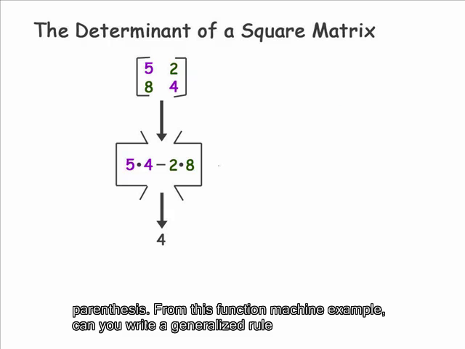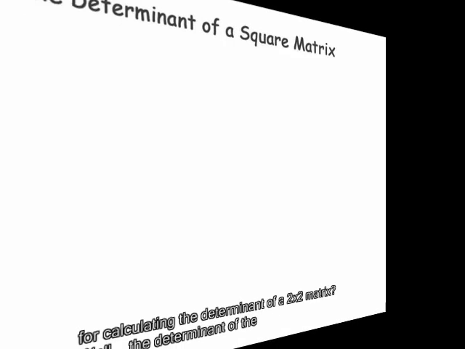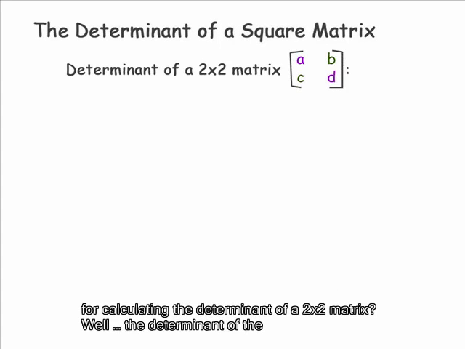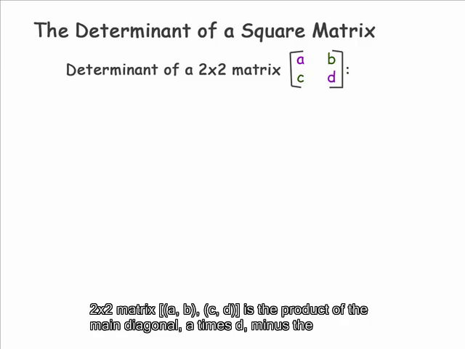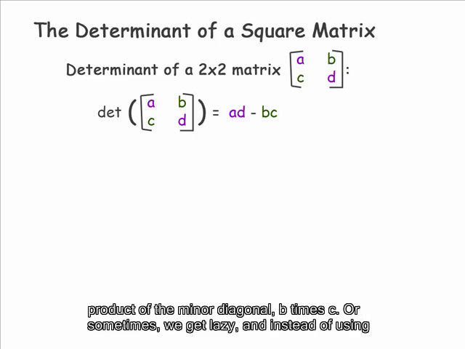From this function machine example, can you write a generalized rule for calculating the determinant of a 2 by 2 matrix? Well, the determinant of the 2 by 2 matrix A, B, C, D is the product of the main diagonal, A times D, minus the product of the minor diagonal, B times C.